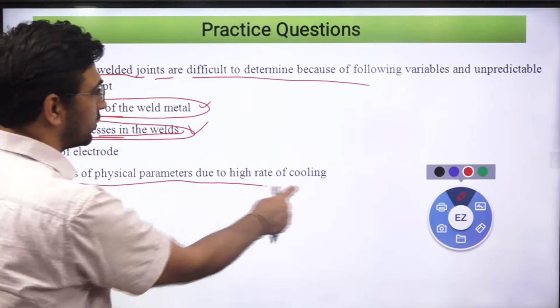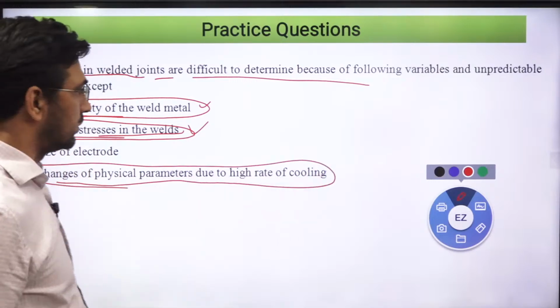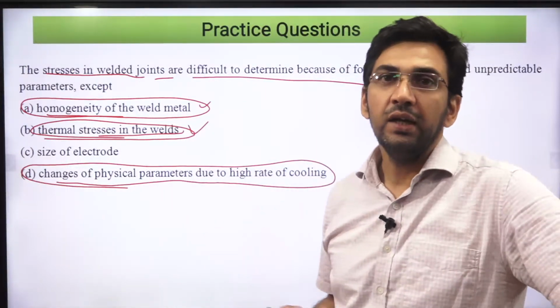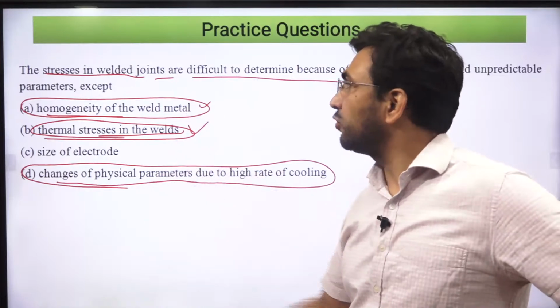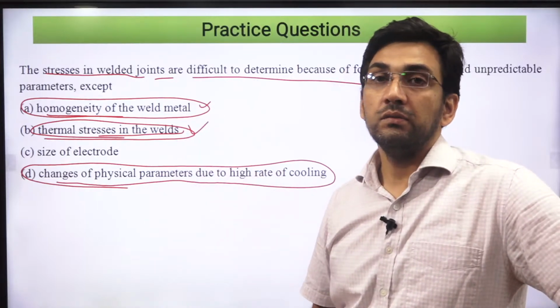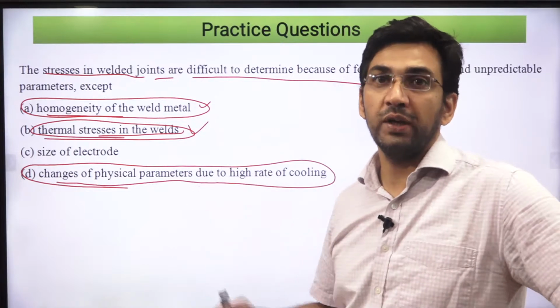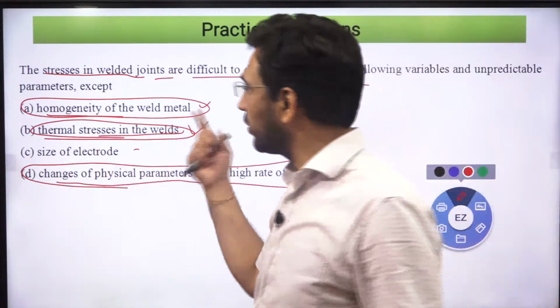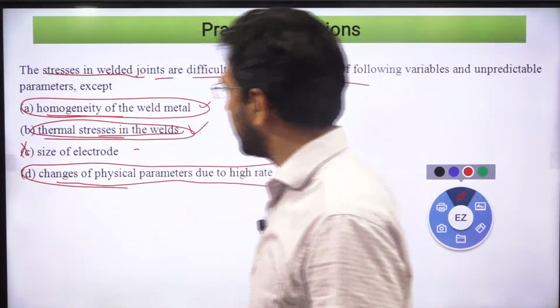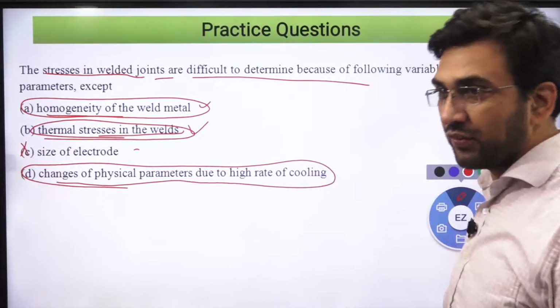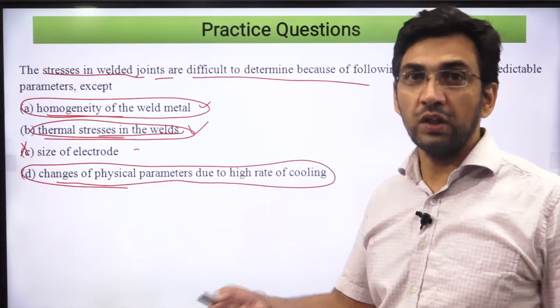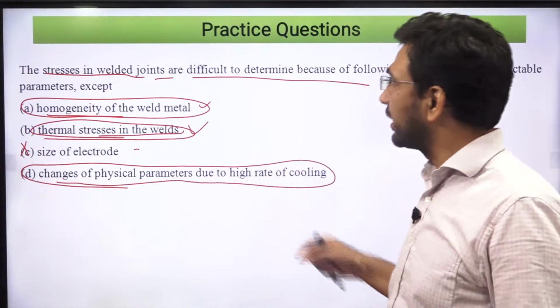Change in physical parameters due to the high rate of cooling, obviously. So the cooling rate is different. Structural changes will take place within the weld material, and so all these parameters influence how we find out the stresses, or make it difficult for us to determine the stresses in the weld portion. But it is not related to the size of the electrode, right? Whether it is small or large, the size of the electrode has to do with the thickness of the plate that we have to weld, but not with how much stress will be developed. So that is how you have to see.